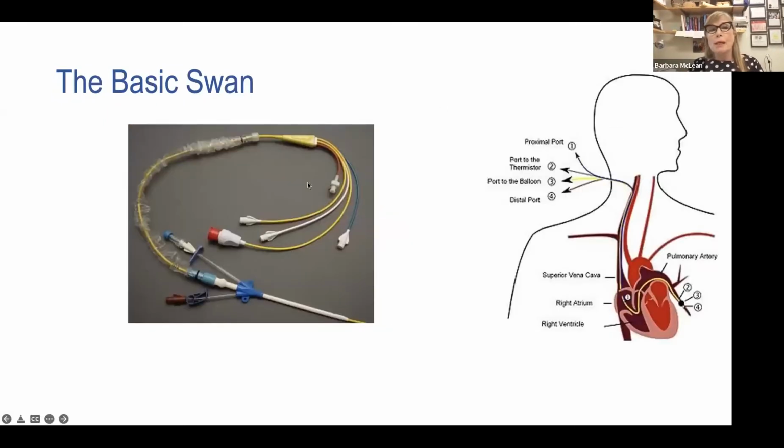Okay, so again, we go back and take a quick look at the basic Swan. And I put this in here hoping that we'd have some folks from my institution, because a lot of times we don't use PA catheters and it's always good to review. In my institution, the basic Swan only comes from one place, and that's our cardiac cath lab. Our surgeons use the advanced PA catheter. And if we're floating a PA catheter in the intensive care unit, we always float an advanced PA catheter.